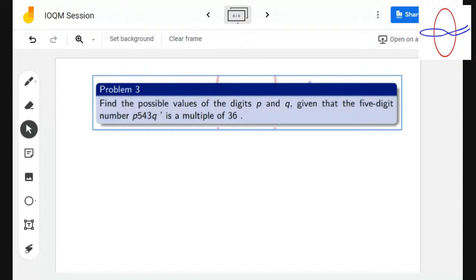So let's do this number 3 problem. The last one is a combinatorics problem. Find all possible values of the digits p and q such that the 5 digit number 5p534 3q is a multiple of 36.